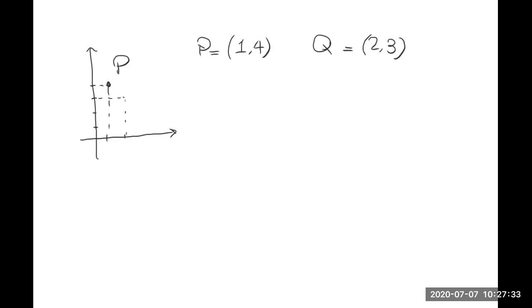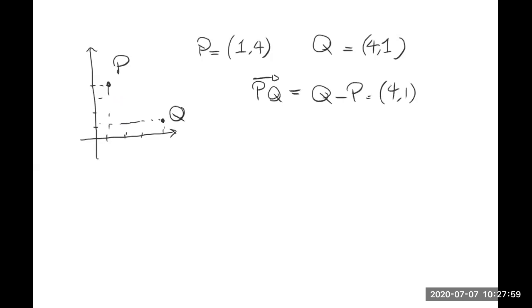So maybe 2 and 3 is not good. Let's choose something slightly larger, more interesting. Let's say 4 and 1. So Q is 4 and 1, Q is here. Now, if you look at PQ, which I said is Q minus P, what we would get is 4 and 1 minus 1 and 4, right? 4 minus 1 is 3, 1 minus 4 is minus 3. So this vector PQ would be 3 and minus 3.